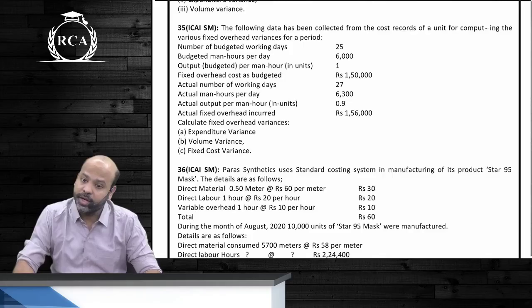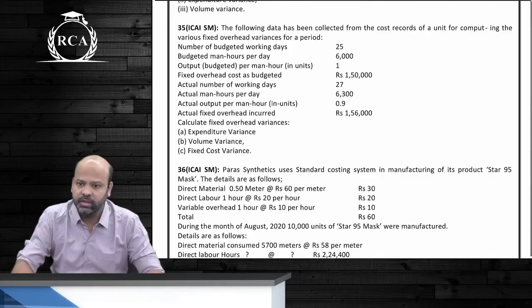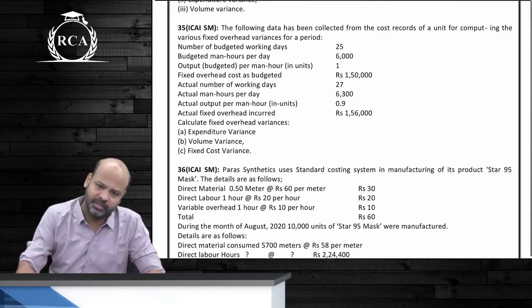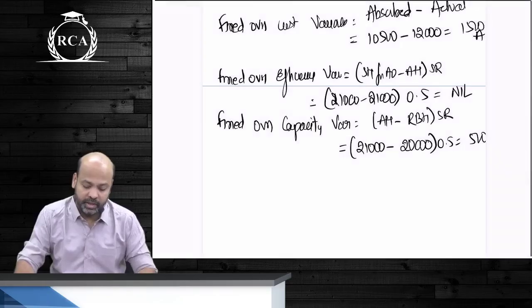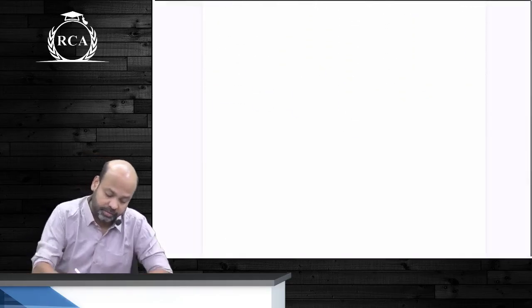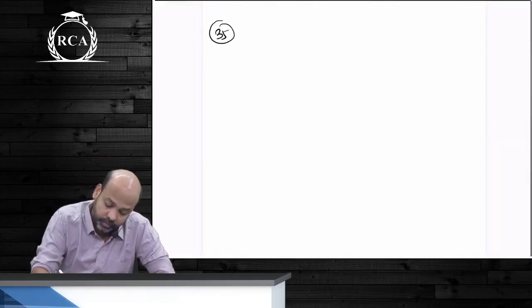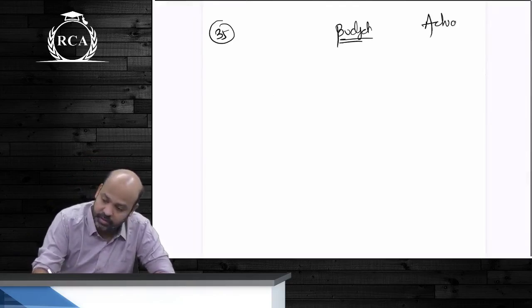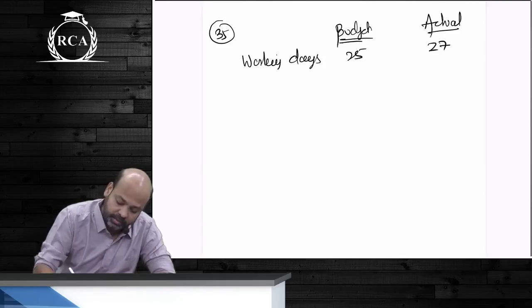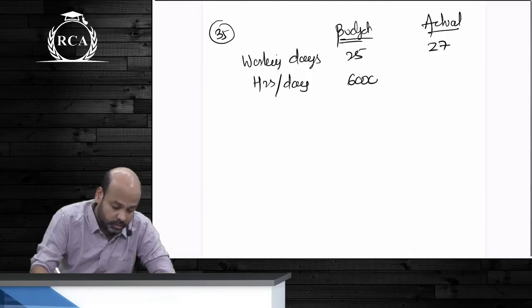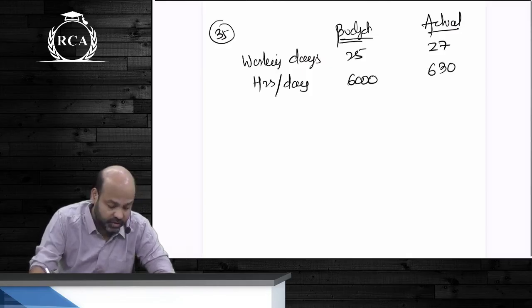Once the 35th is done, also do efficiency, do efficiency and capacity for practice. So as per the budget, guys, how many working days are there in question number 35? Working days as per the budget are 25. Actual working days? How many hours are you supposed to work per day as per the budget? Actual 6,300.